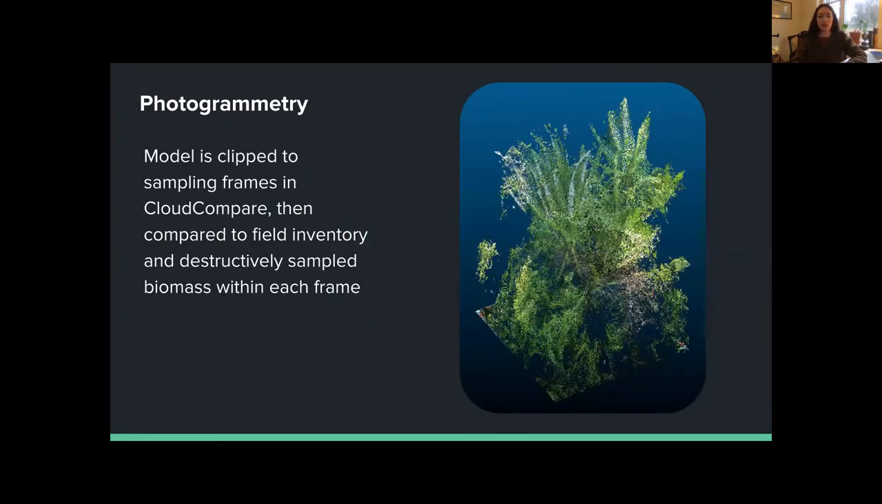The goal of this work is, of course, to relate these models back to the field inventory and destructively sampled data, which we only have for the vegetation within these frames. So the last step in generating these models is to clip them down. We do this in CloudCompare, which is an open source, freely available point cloud manipulation and analysis software.